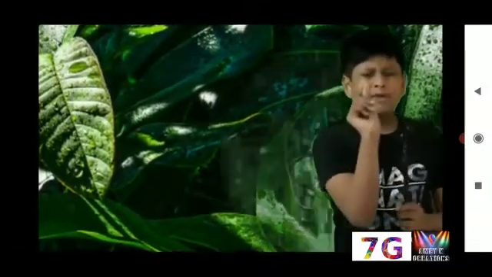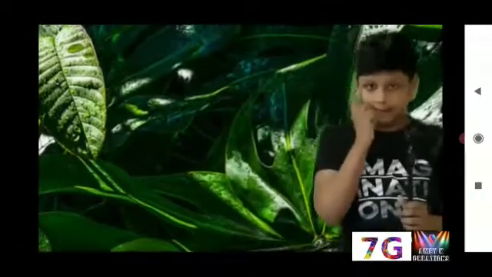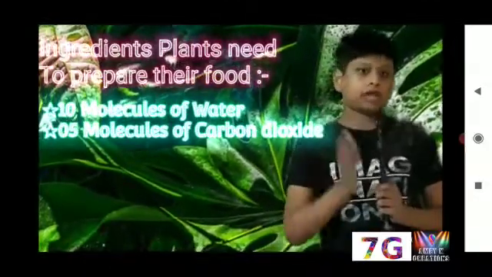Let's find out. You know that we need several ingredients in cooking. For making chapati, we need water and flour. Similarly, plants need some ingredients to prepare their food. They need molecules. A molecule is a small part of the atmosphere or the thing. That is a microscopic part that we can't see with our naked eyes. Plants need 10 molecules of water and 5 molecules of carbon dioxide.